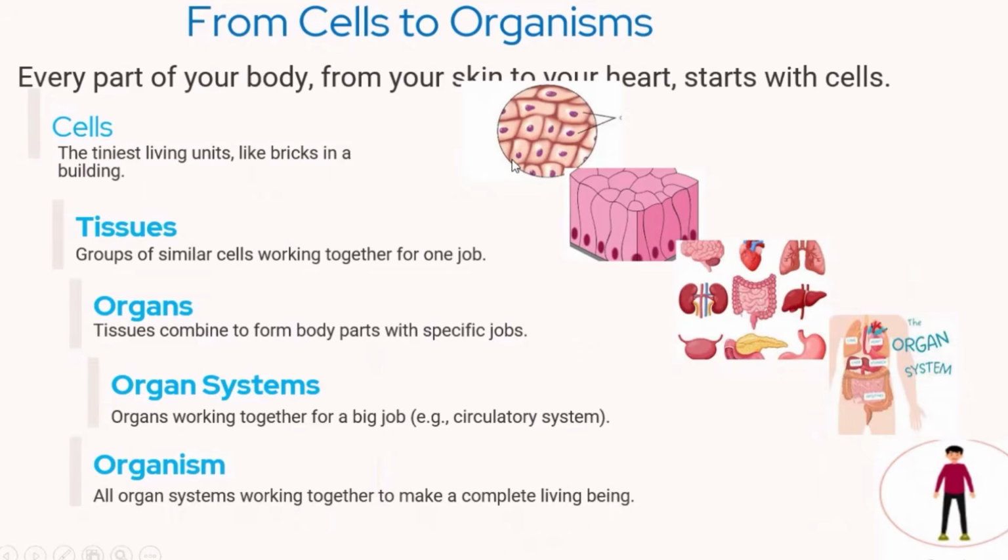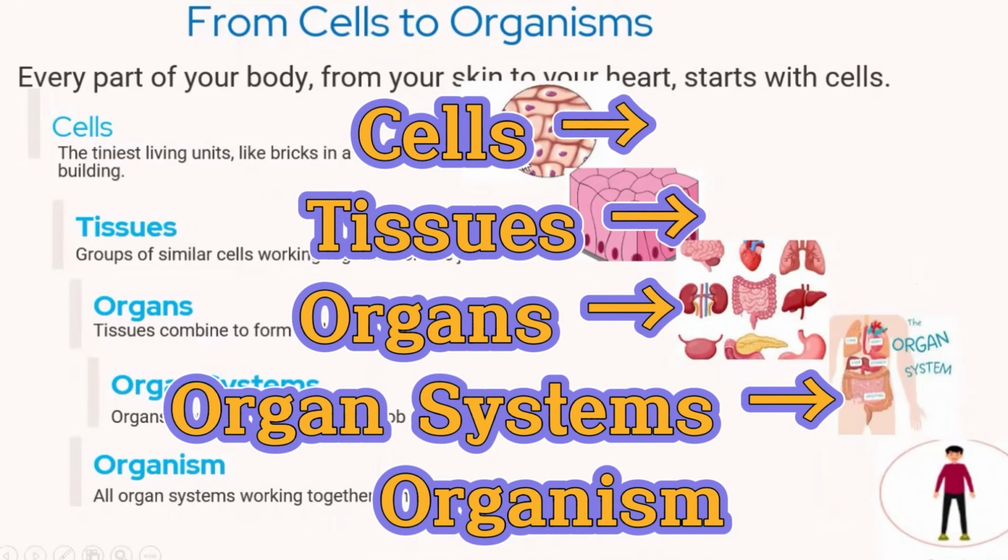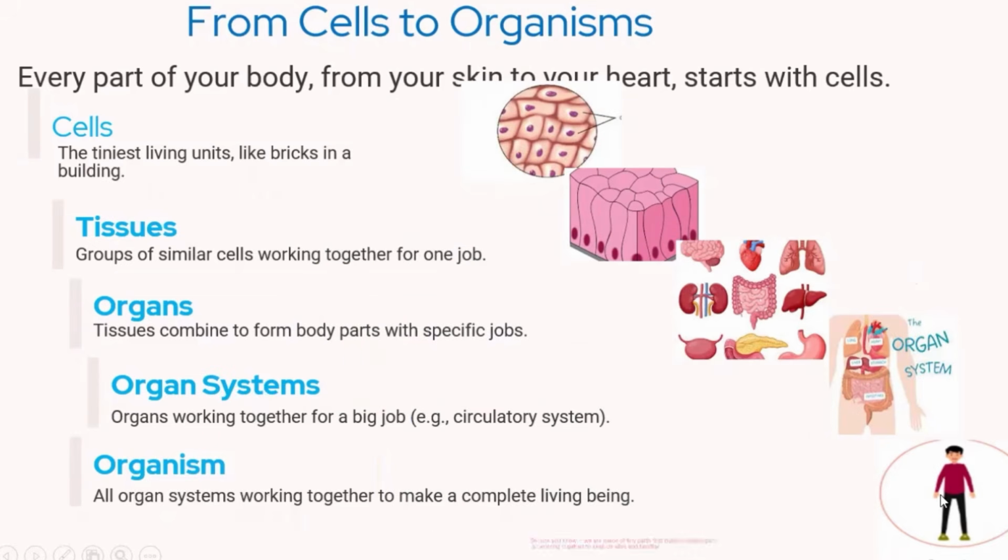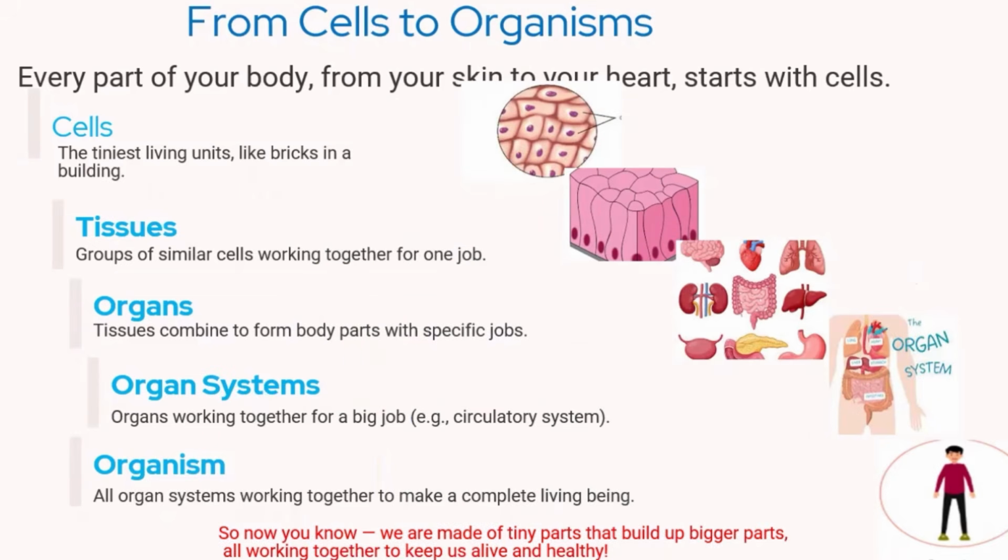So all living things start from the cells. Let's review this very fast. All living things start from the cells. We have many cells. They form tissues, which work together and form organs, which work together and form organ systems, which work together and form organisms. So now you know we are made from a small part called the cell, all working together to keep us alive. That's why we need to know how the organ systems are formed.